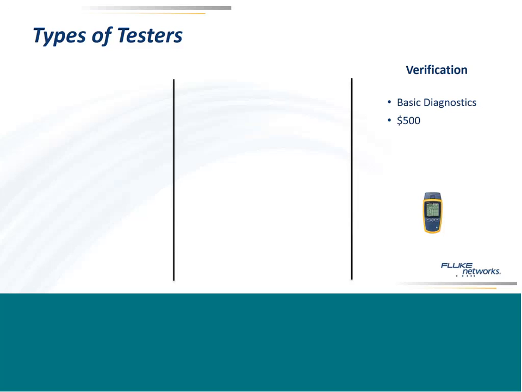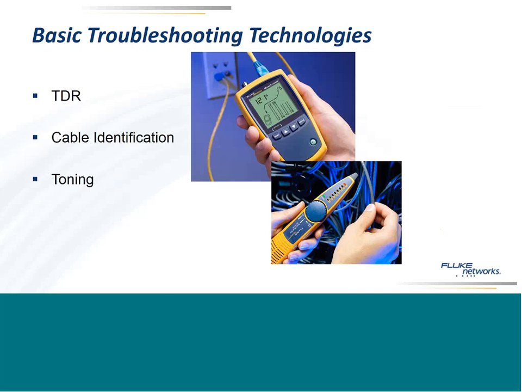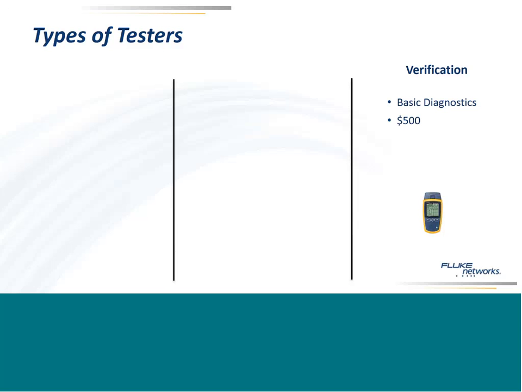So let's talk a little bit about the types of testers that are out there on the market. Well, the first one are what we call verification testers. They provide the basic diagnostics, the stuff I just talked about: TDR, cable identification, and toning. And they run around $500 or so. You can pay a little less, a little bit more, get more features, more identifiers and whatnot.